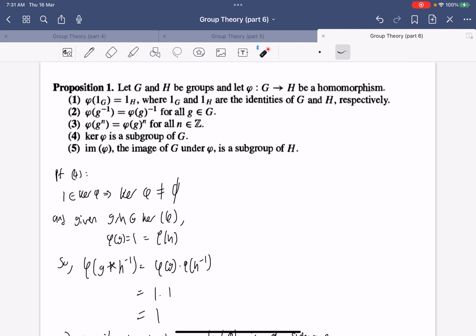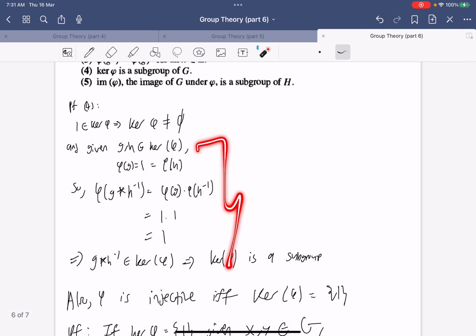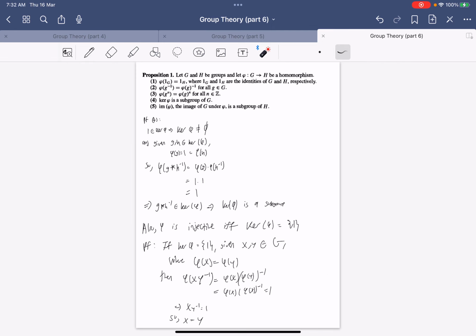Now I will show that the kernel is a subgroup, and that's because the identity, by number 1, lies in the kernel, so the kernel is non-empty. And you can prove that it respects the group operation, so g times h inverse is still an element of the kernel, and so the kernel is a subgroup. You can likewise show that the image is a subgroup in the same way. And next we want to show that phi is injective if and only if the kernel is 1.